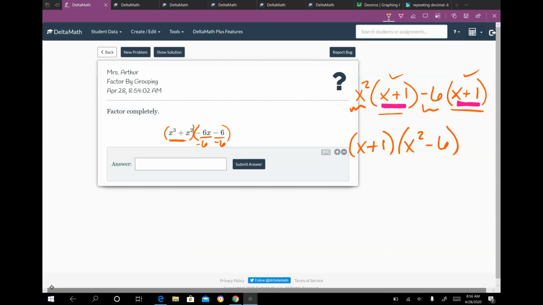Okay? Now, if this 6 had been a 9 or a 16, that would have been a difference of squares, and we could have factored it more. But this one cannot be factored anymore. X squared minus 6 gives you nasty decimals, which is not factorable. All right, so you have to stop there, okay? And that's your answer, all right? So let's go to the next one.